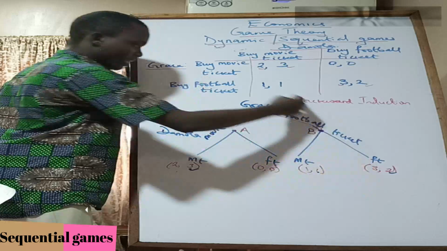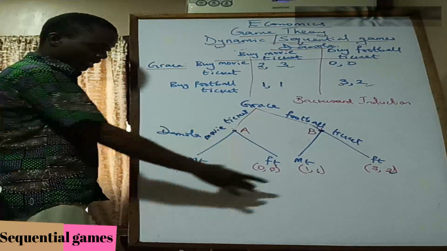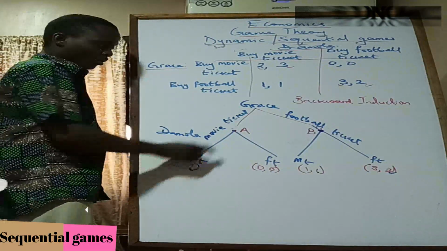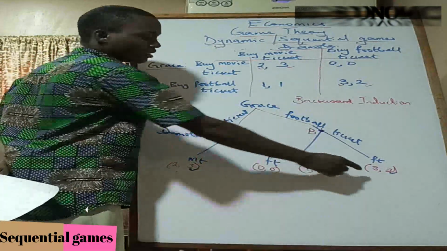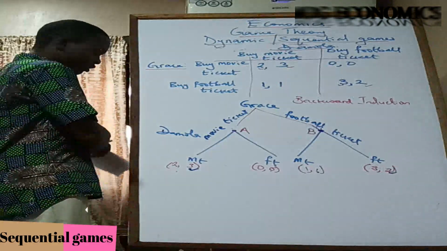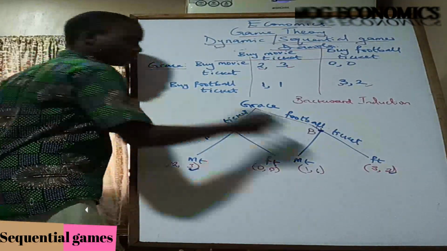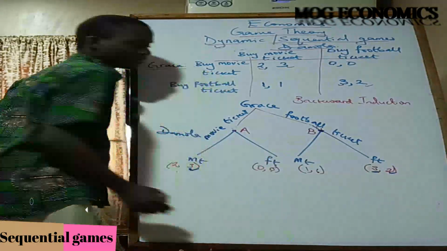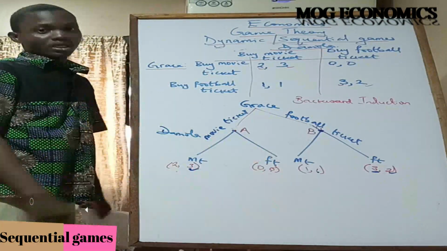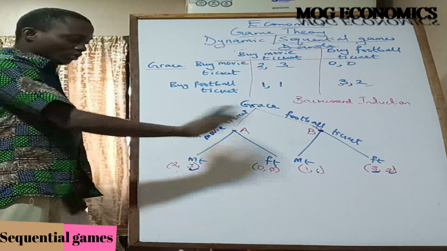But remember that the best payoff she can get if she chooses this strategy is 2. But the best one she can get if she chooses this strategy is 3. Being a rational person, Grace will pick 3, right? And so that ends up being the equilibrium of this game. Alright, so that's just what Grace is going to do.